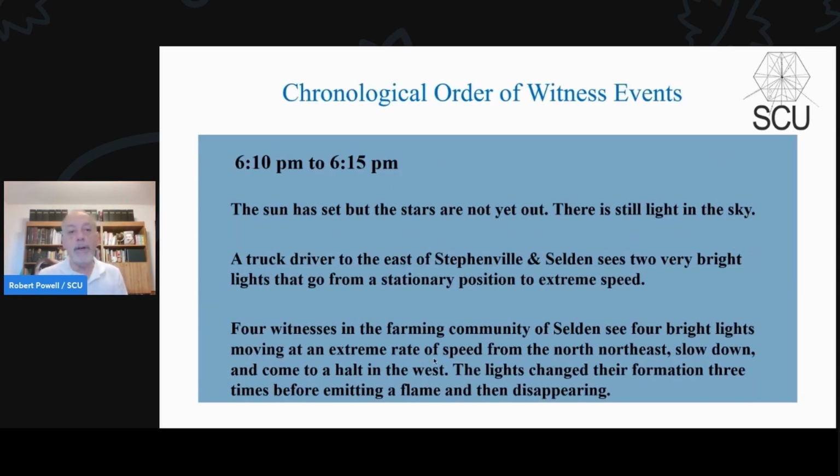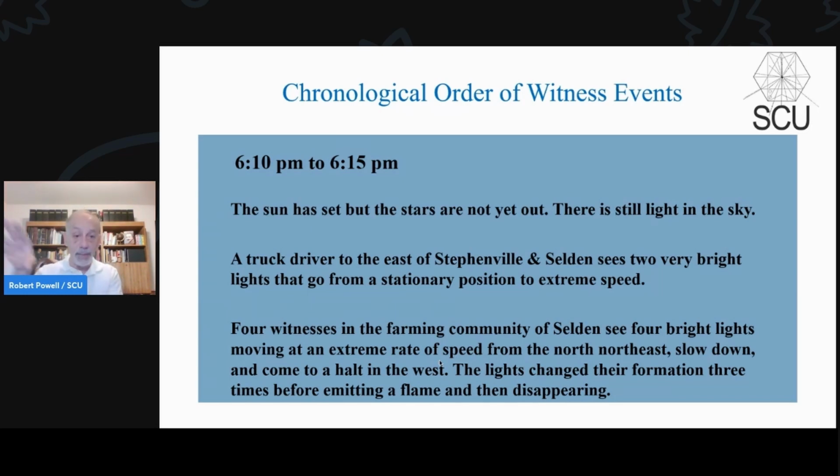So the very beginning of the Stephenville event was between 6:10 and 6:15 p.m. At that point in time, the sun has already set, but the stars are not out, so there's still light in the sky. The very first witness is a truck driver who's to the east of Stephenville, driving towards the city, and he sees 2 very bright lights together in a stationary position. As he described them, they suddenly moved apart at an extreme speed and disappeared. And that was all he saw.